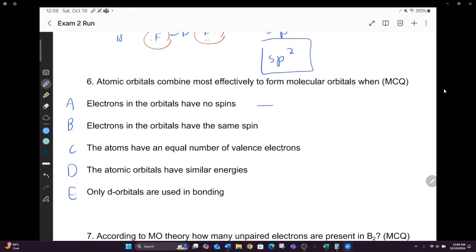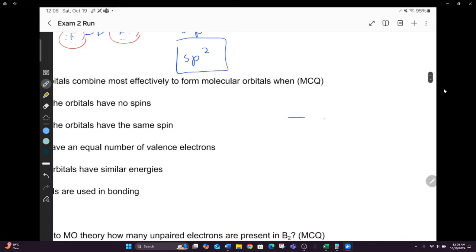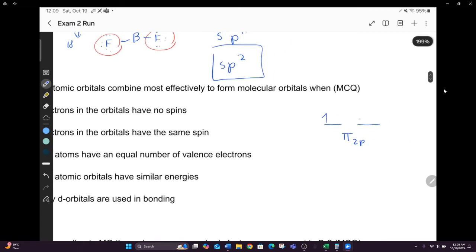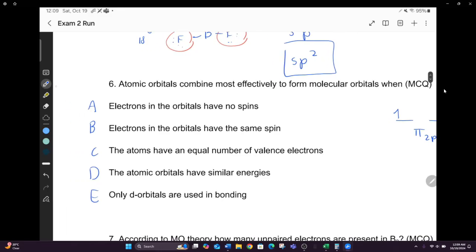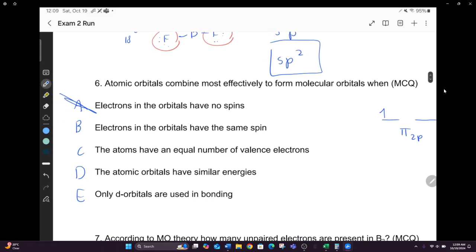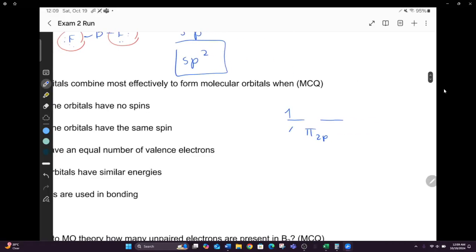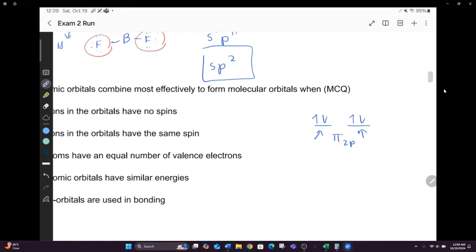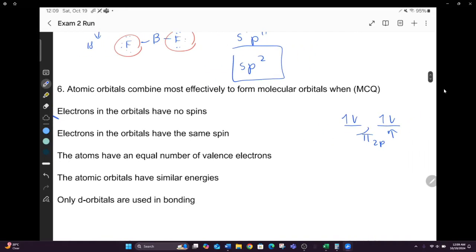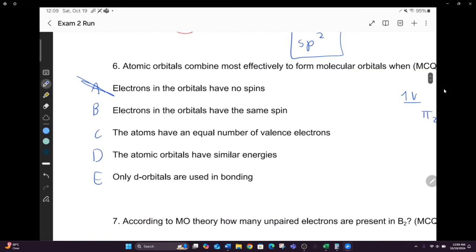That is not true. When we draw our orbitals, let's say we have our pi 2p's, as you can see one of them will have a spin. No matter what you put in there, they have spins. So we know it's not A. Electrons in the orbitals have the same spin? We have to fill them up singly and then doubly fill them up with opposite spin. If we look at just this orbital, they have opposite spins, so we know it's not B.